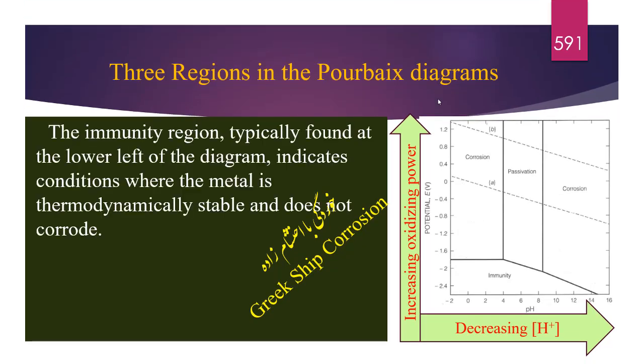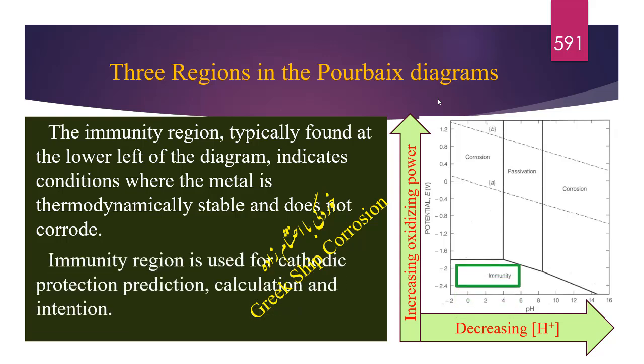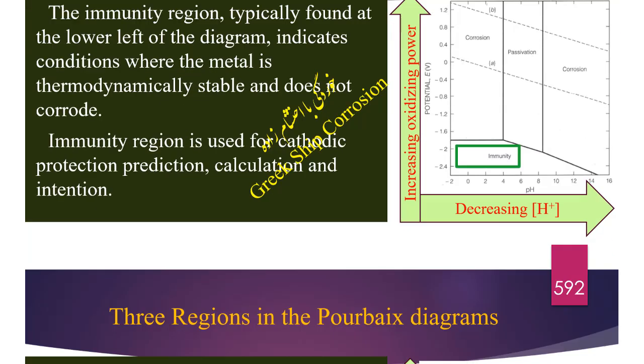The immunity region, typically found at the lower left of the diagram, indicates conditions where the metal is thermodynamically stable and does not corrode. The immunity region is used for cathodic protection prediction, calculation, and intention.